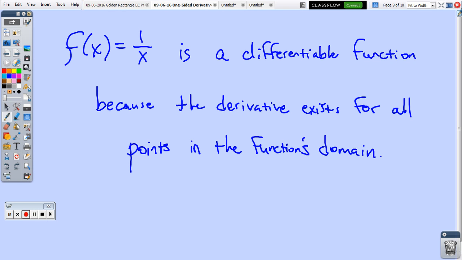Okay, so let's clarify this. I know that Lena, you had asked a question about when it's differentiable, what's not differentiable, and I think the definition of it. So I need to clarify that this is definitely a differentiable function. Even though there is a vertical asymptote, we consider it a differentiable function because the derivative exists for all points in the function's domain. And the function's domain would be all reals except 0.